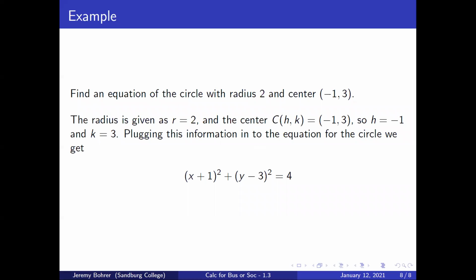So for example, find an equation of the circle with radius 2 and center (-1, 3). The radius is given as r equals 2, and the center C(h, k) equals (-1, 3). So h equals -1 and k equals 3. Plugging this information into the equation for the circle, we get (x plus 1) squared plus (y minus 3) squared equals 4.